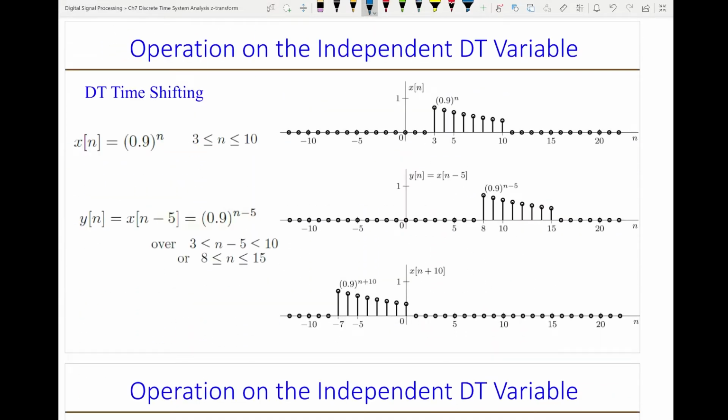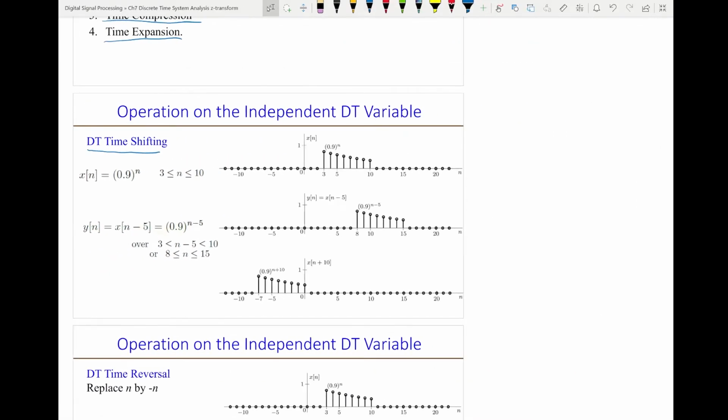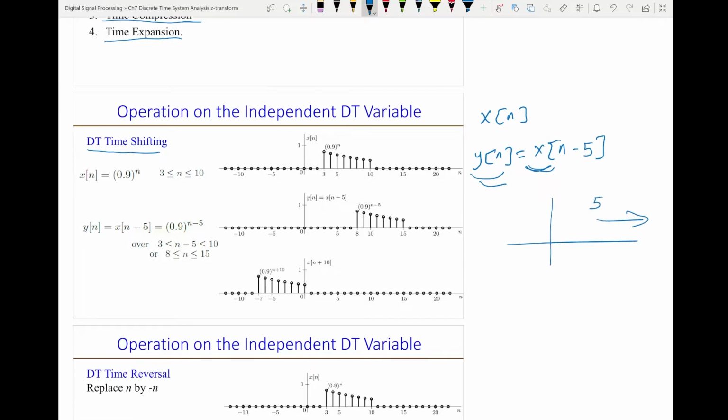Okay, the first operation we will talk about is time shifting. So basically, if I have a signal x of n and I create a new signal y of n, which is x of n minus, let's say, 5, the new signal will be exactly the same shape as the previous signal, but shifted to the right 5 units of samples, delayed.